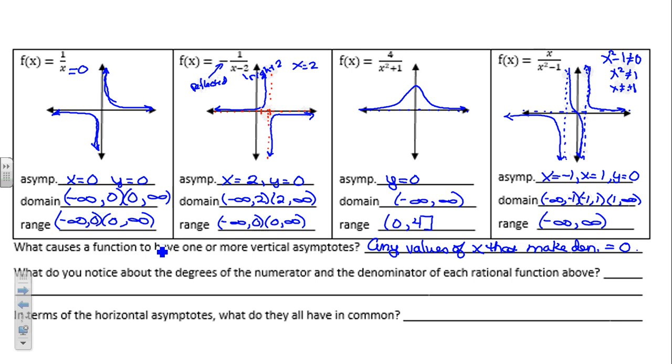They have some... the denominator's degree is greater than the numerator's degree. In terms of the horizontal asymptotes, what happened with every one of them? They are all y equals 0. Feeling good? All right, next one.